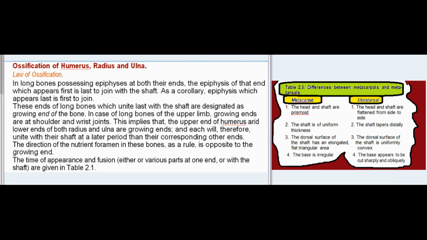Ossification of humerus, radius, and ulna. Law of ossification. In long bones possessing epiphyses at both their ends, the epiphysis of that end which appears first is last to join with the shaft. As a corollary, epiphysis which appears last is first to join. These ends of long bones which unite last with the shaft are designated as growing end of the bone. In case of long bones of the upper limb, growing ends are at shoulder and wrist joints.